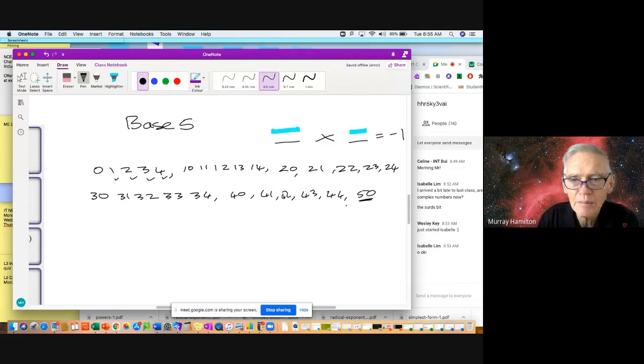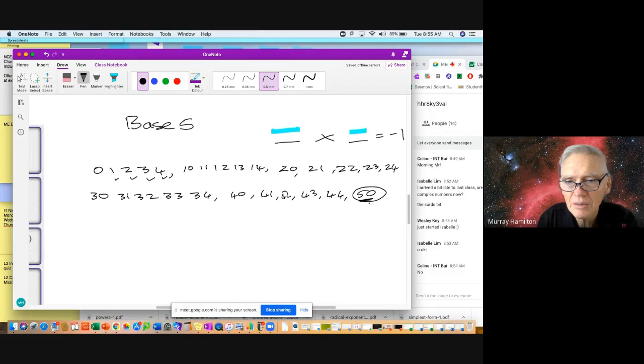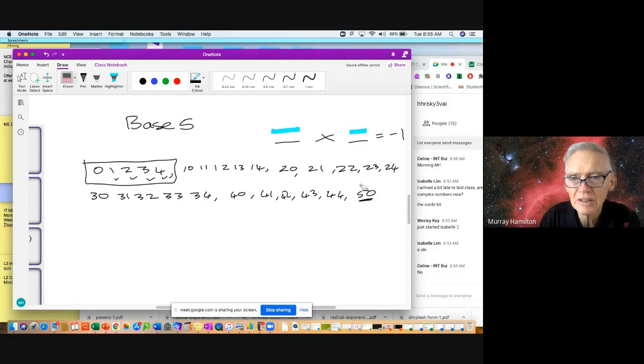50. Can I have the number 50? Yes or no? And why or why not? No, because we're not allowed to use the digit 5. These are the digits that we're using: 0, 1, 2, 3, 4. So I'm not allowed any of 50 or 60 or 70 or 80 or 90.